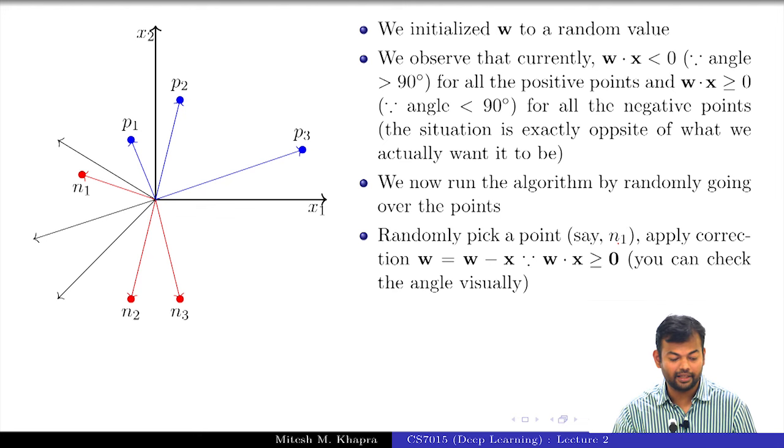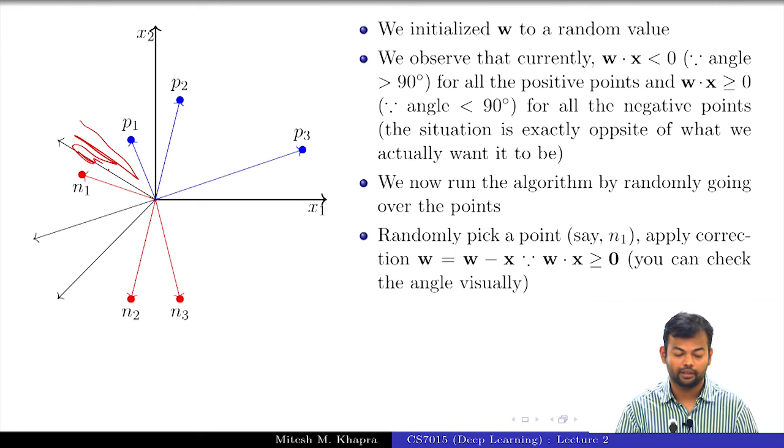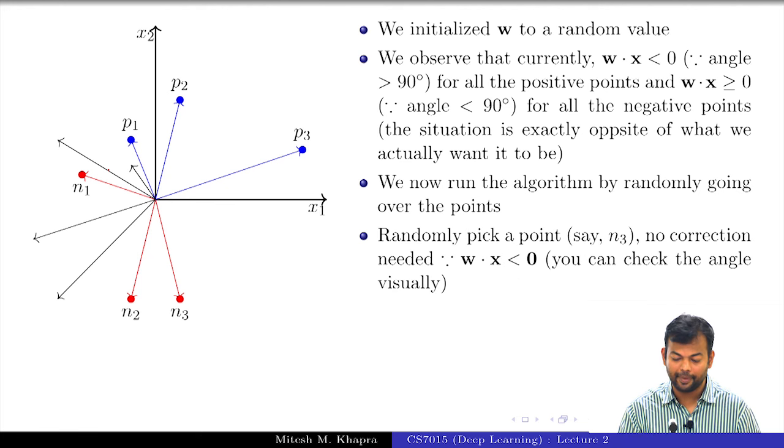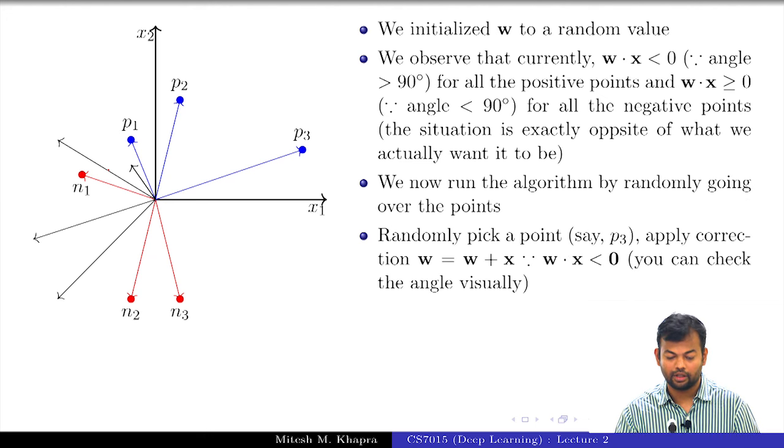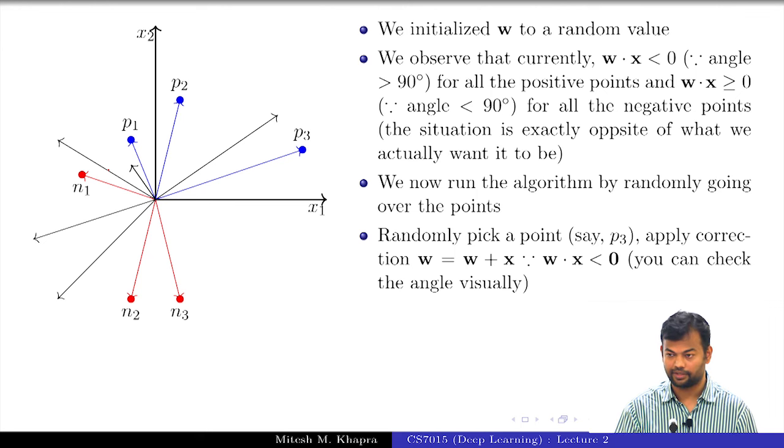Now again we pick a point randomly, N1. Do we need a correction? So this is what our W is, this line here, and N1, right? So we need a correction. Now what is the correction going to be? Minus. And then the W changes, okay? Now we pick another point, N3. Do we need a correction? No, at least from the figure it seems like the angle is greater than 90. And we continue this. For N2 we don't need a correction. Now for P3, again we don't need a correction. The angle looks less than 90. Oh sorry, actually we need a correction. The angle is slightly greater than 90. And this is our correction, okay?